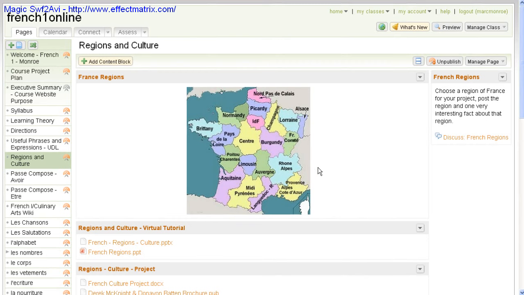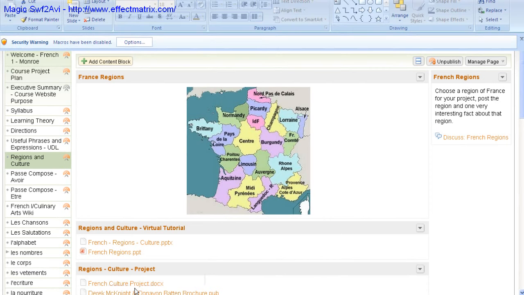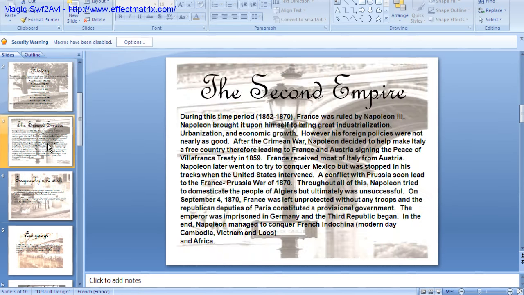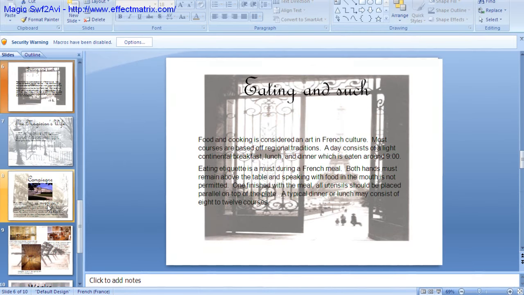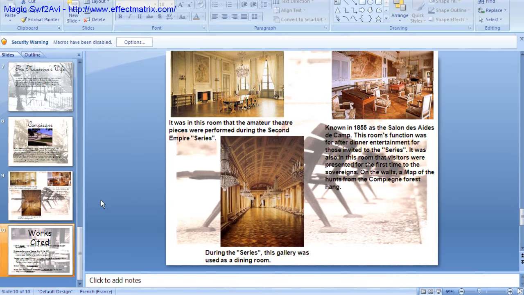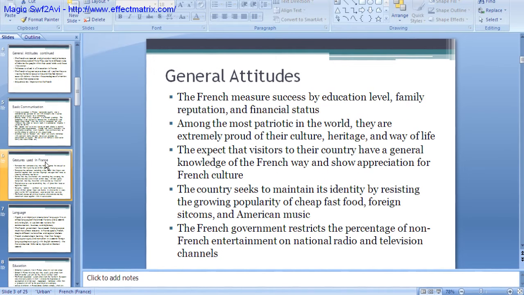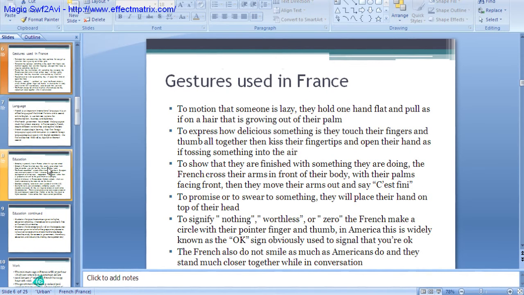Again, this is the Regions and Culture project that I developed for the course. There are two PowerPoints. I have them opened already because, as I explained, the computer is very slow. Let's hope this loads. Historically, this provides some reference points for the students about France's early history, and it goes all the way to fairly recent. The other PowerPoint is a lot more contemporary, and that talks about what is culture, general attitudes, and just gives them a good broad background about French culture, attitudes, and so forth.